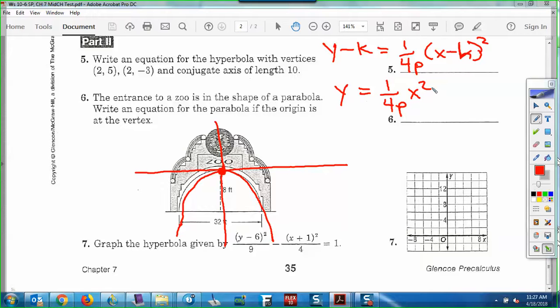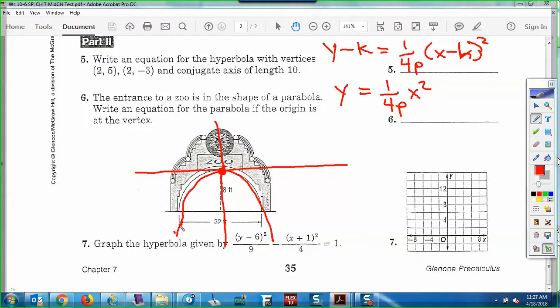Directrix or focus, right? Because P is the distance, and we'll review that here in a minute, from the vertex to the directrix, vertex to the focus, right? Well, they don't say anything about a focus or a directrix. So that's unfortunate. So what else could give us P? This is the part that messes us up sometimes, okay?